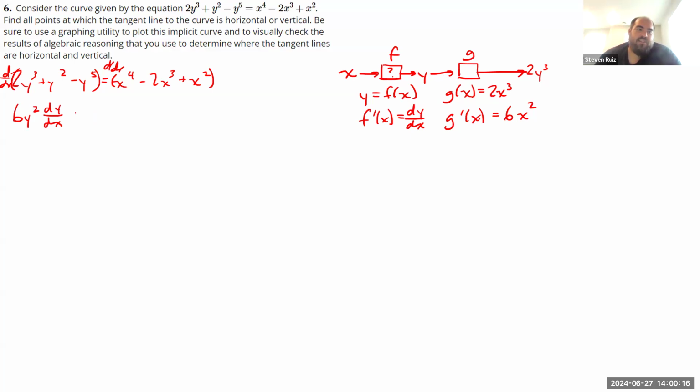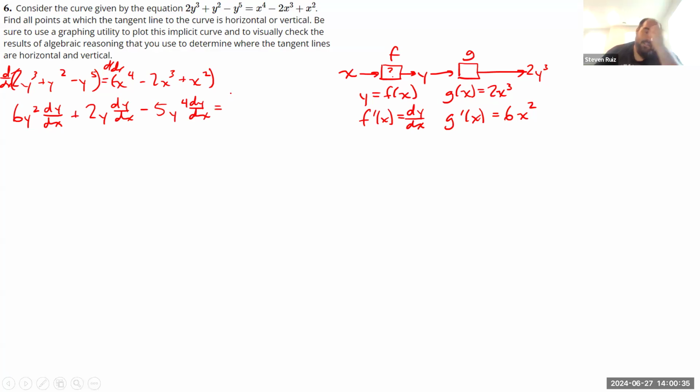This is the same rationale I'm going to apply to the rest of these. Derivative of y squared, first with respect to y, is 2y. Then we multiply that by dy/dx. And finally, the derivative of y to the fifth is 5y to the fourth times dy/dx.